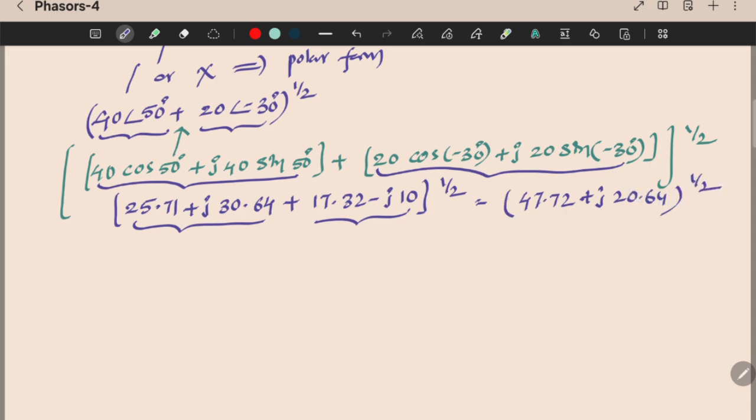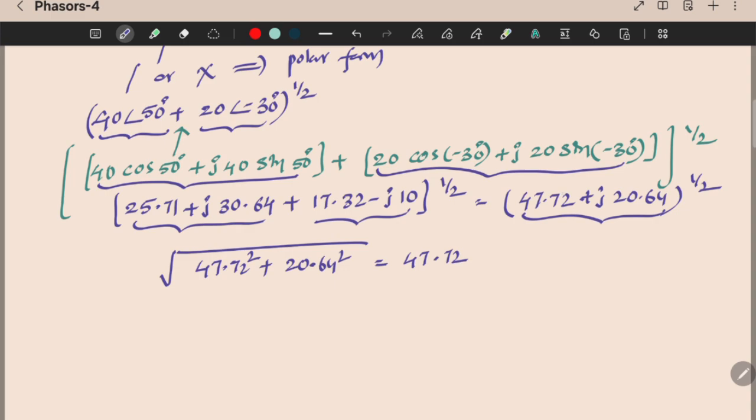Now power 1 by 2 is there. To apply this square root, again this inner part should be in the polar form only. It is in the rectangular form, now we have to write it in the polar form. That can be done by using the square root of 47.72 square plus 20.64 square. And this magnitude you will get... sorry, this is not 47.72, it is 43.03.